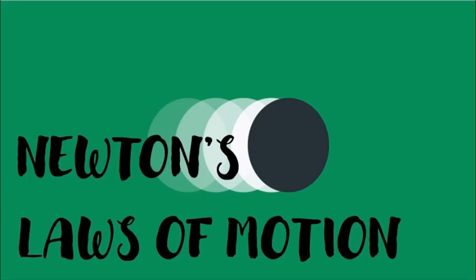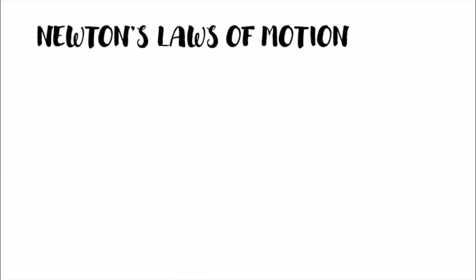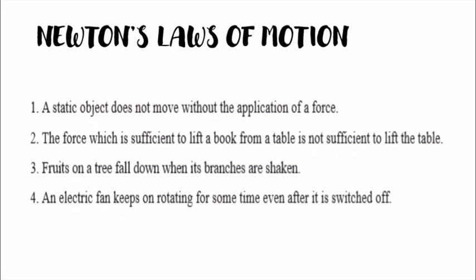Let's see what these laws are. Let's learn Newton's laws of motion. Let's look at a few examples first. A static object does not move without the application of a force. The force which is sufficient to lift a book from a table is not sufficient to lift the table. Fruits on a tree fall down when its branches are shaken. An electric fan keeps on rotating for some time even if it is switched off.